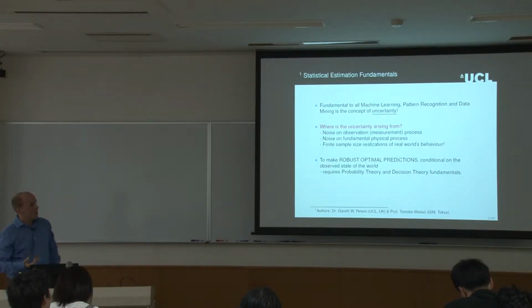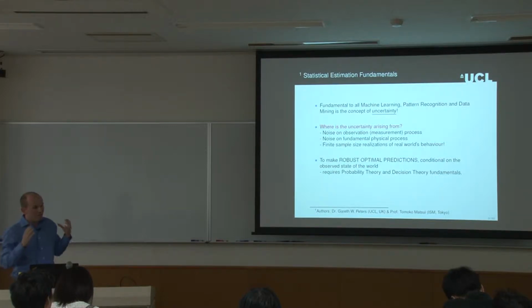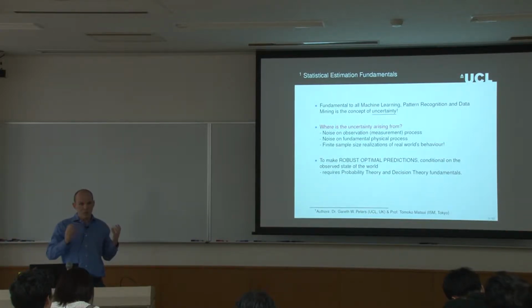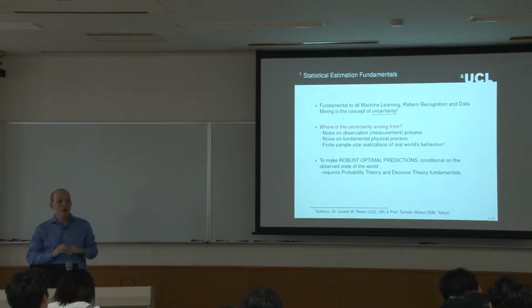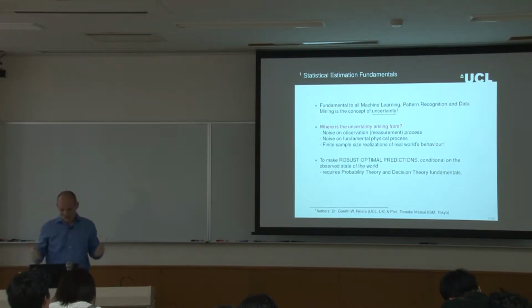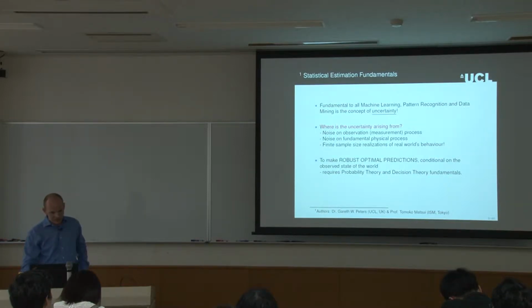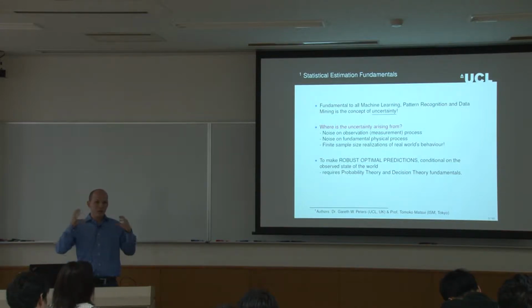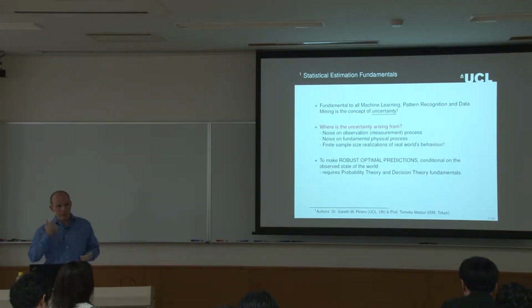Thirdly is the fact that you only ever observe a finite sample of the real world behavior. So you collect a sample, but of course this is only a sample of what's happening in the real world, because if you had all of the data, then you don't need to do any inference. You already have the entire population. Okay, so three sources of uncertainty. So in order to make robust optimal predictions, conditional on the observed state of the world, we need to understand probability theory and decision theory fundamentals.